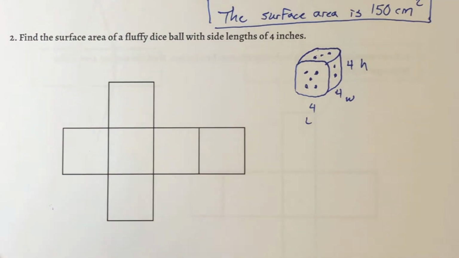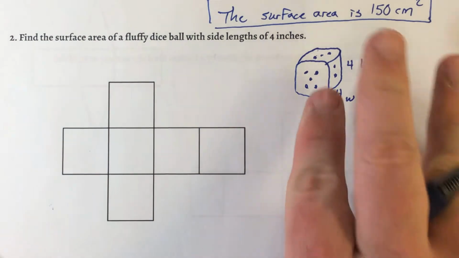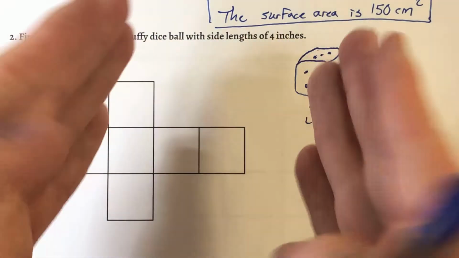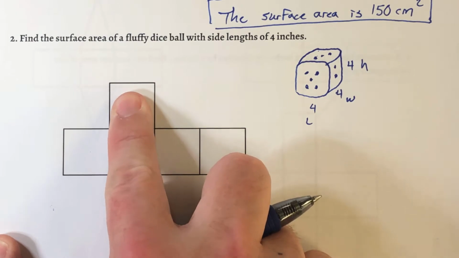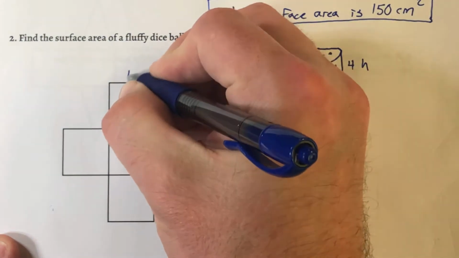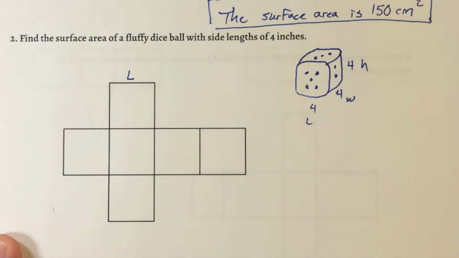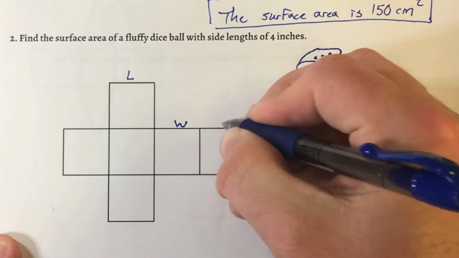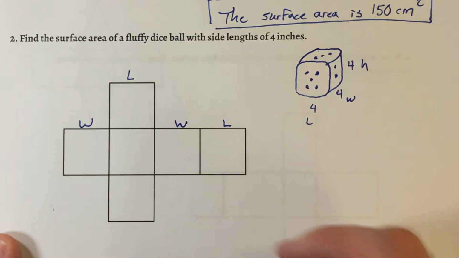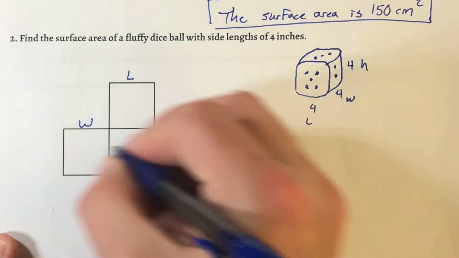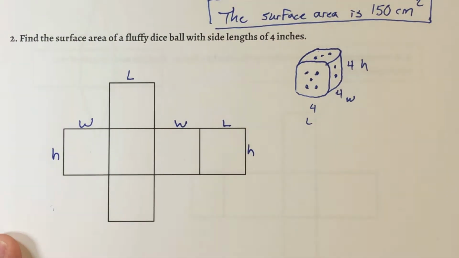First step, draw a net to represent that shape but unfolded. So this part that goes upwards, that's going to be my length, and then it's going to alternate width, length, and then opposite direction, width, and then these are all my heights, all the way from there to there.